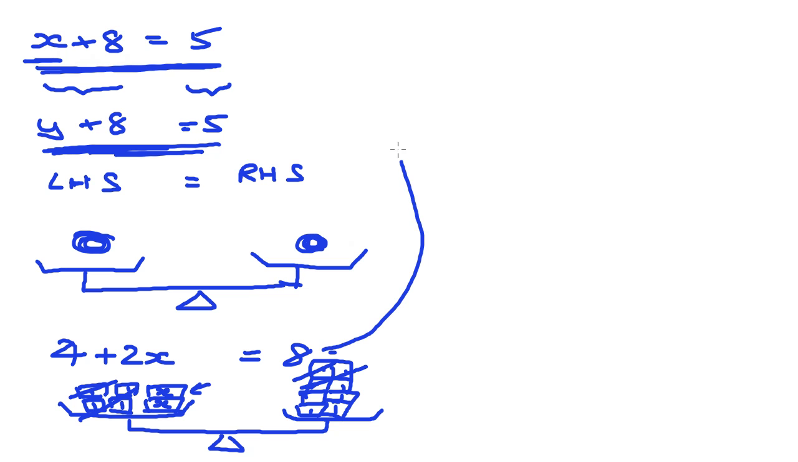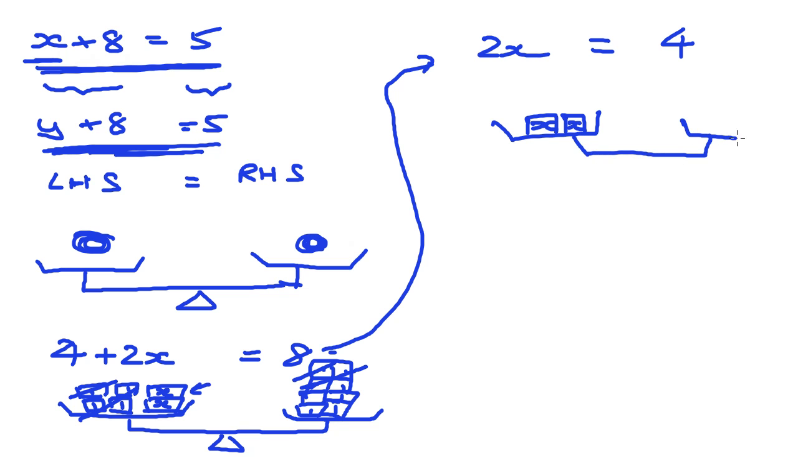So this equation then becomes 2x equals 4, because you minus away 4 from the left hand side of the equation, and you minus 4 from the right hand side of the equation. So now we have a beam of 2 blocks of x on one side, and on the other side it's 4 boxes of 1 kg.